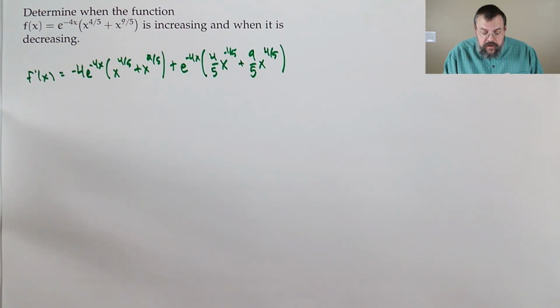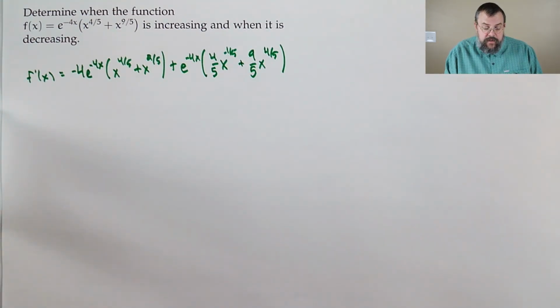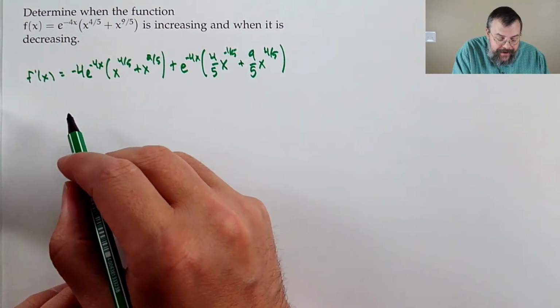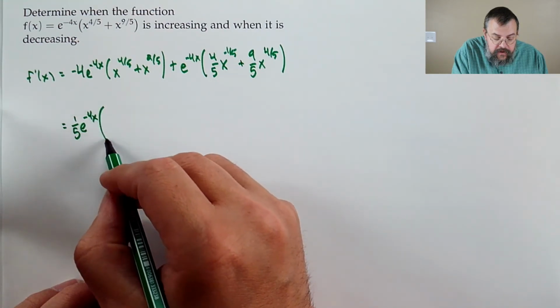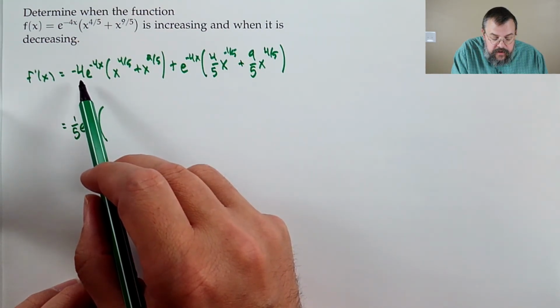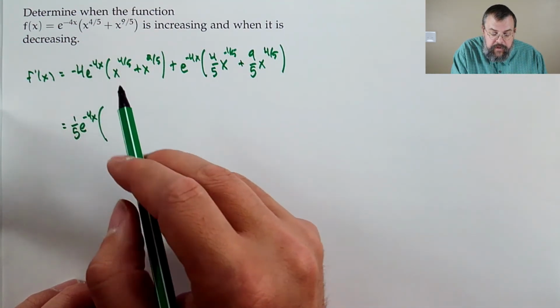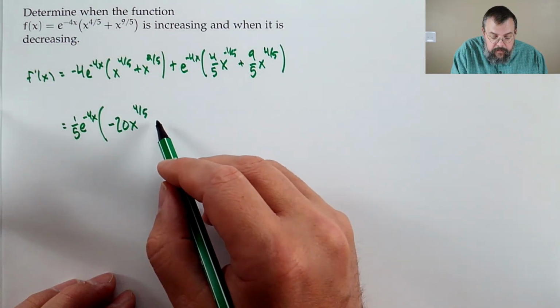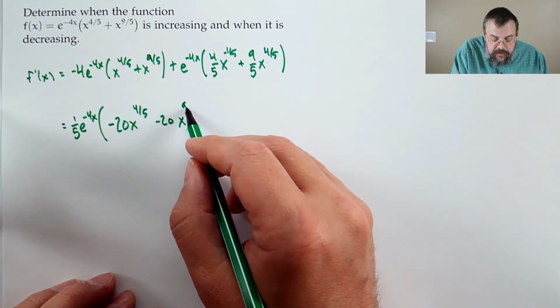Okay, so there's certainly some things we can do. Let's pull out the e to the negative 4x, because that's common to everything. And let's also pull out a fifth, just so we get rid of our fractions for the time being. So I'm going to pull out a 1/5 e to negative 4x. Now, from the first term, notice there's no fifths, so I have to multiply this by 5 to compensate. So this is now minus 20, and if you distribute that through, that's minus 20 x to the 4 fifths, and then minus 20 x to the 9 fifths.